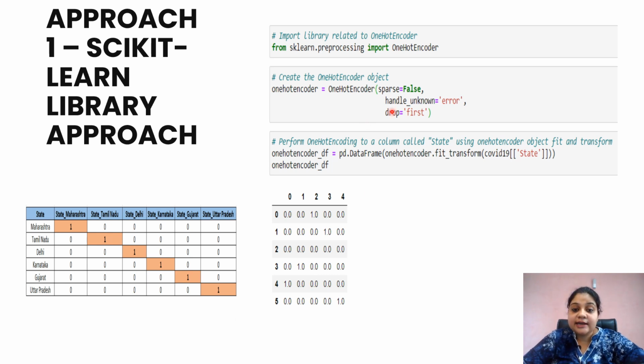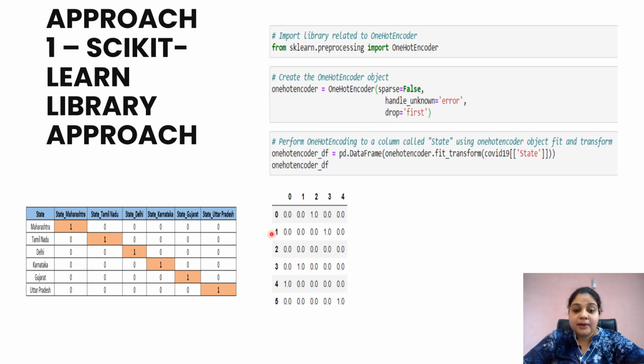After creating an instance, we are applying the fit transform on our categorical variable state of the COVID-19 dataset, and we are storing the result in a new data frame, the one hot encoder data frame. The result of this data frame is this. As I said, we have removed our first column. The first column is for the first category, that is Delhi, in alphabetical order. So see, for Delhi we have all the values as 0000. That means the first label that has been assigned to Delhi is 0.